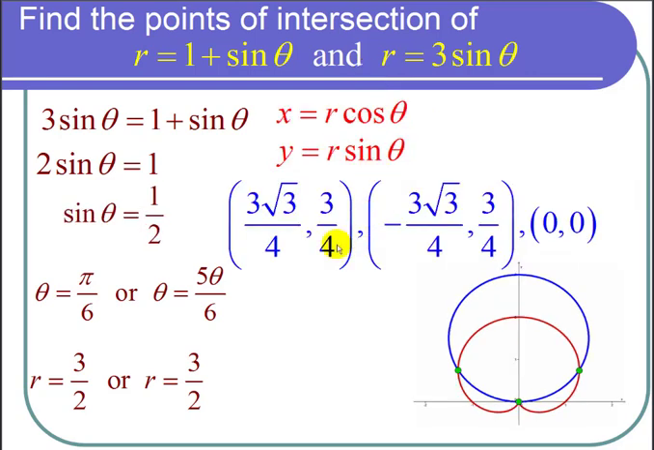So our final answer is we get the 3 points of intersection, 3 root 3 over 4, comma 3/4, negative 3 root 3 over 4, comma 3/4, and 0, 0. And I'm done with the problem.